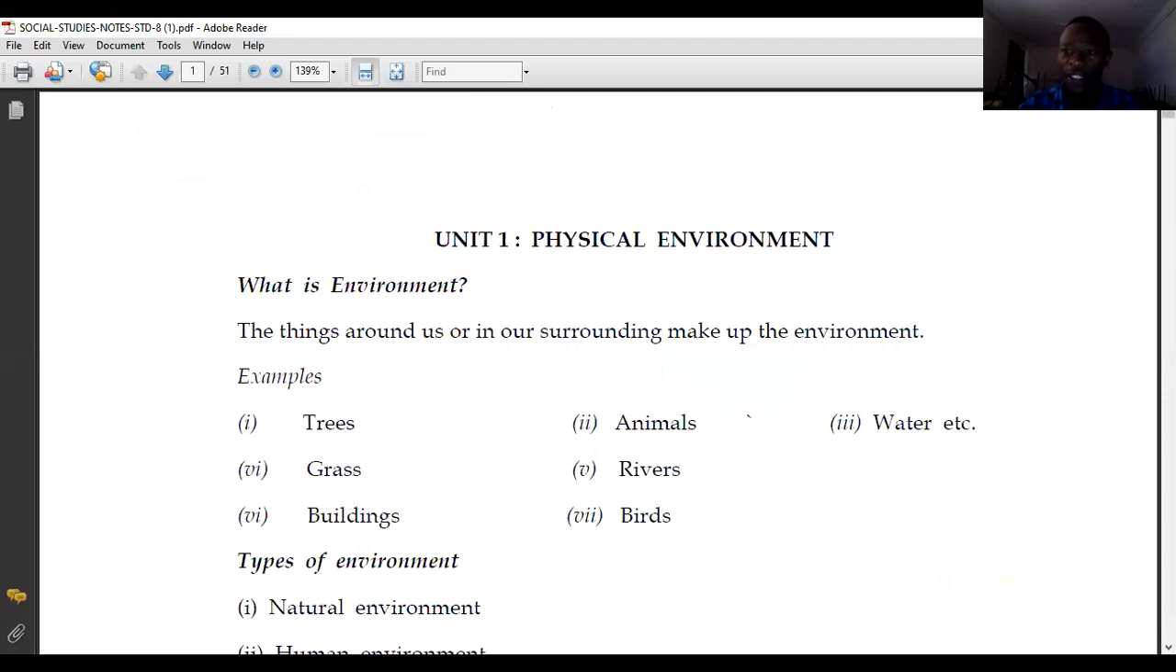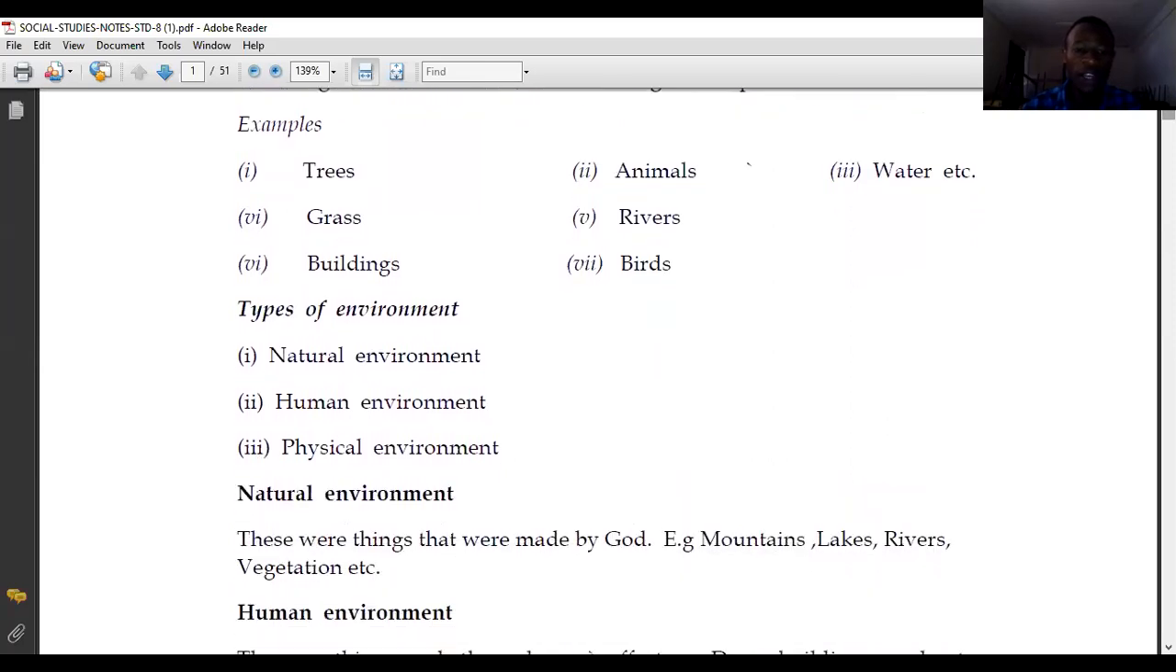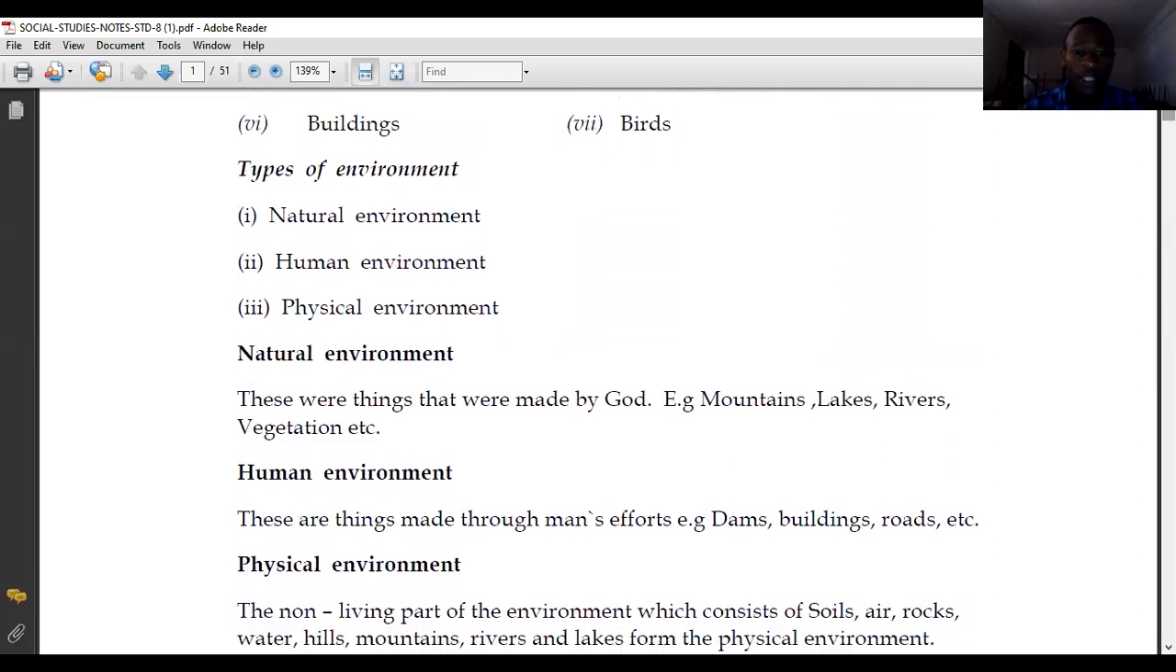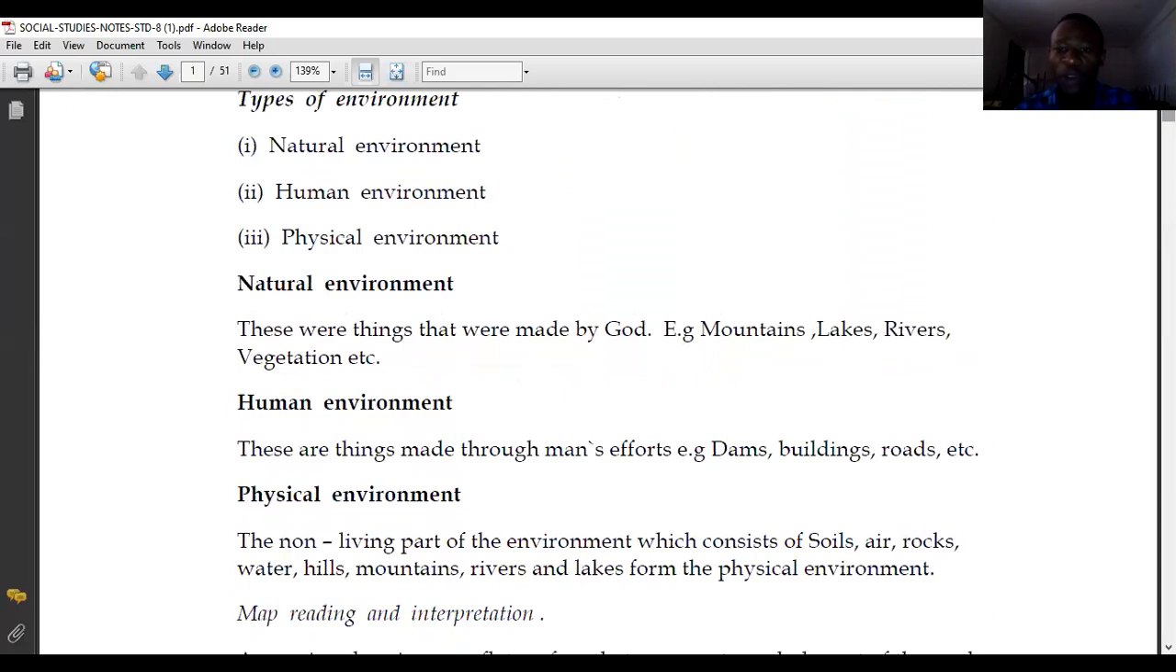Then we have three types of environment. We have what we call the natural environment, human environment, and also the physical environment. So the natural environment, these are things that were made by God. For example, you have mountains, lakes, rivers, and vegetation.